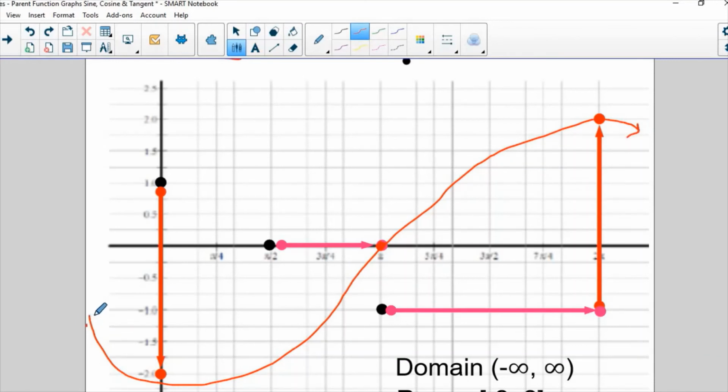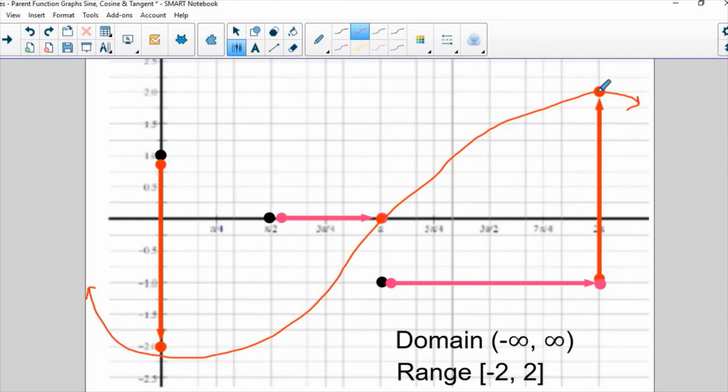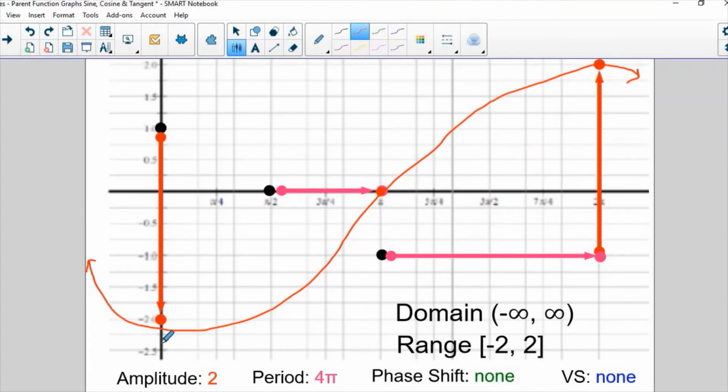Domain, always -infinity to infinity. Range in this case, -2 to 2 inclusive. The range is always inclusive for sine and cosine. So our amplitude is 2. I go 2 from the midline here at 0. I've gone down to or up to, remember, absolute value. The period is 4 pi.